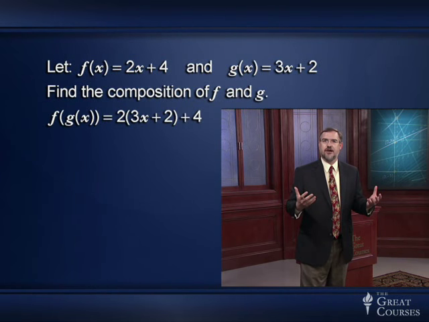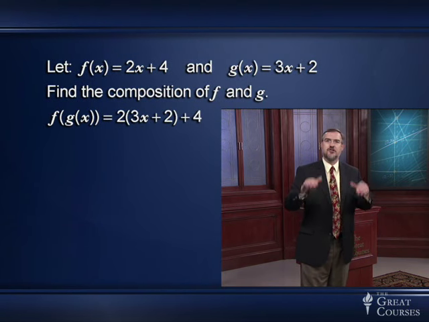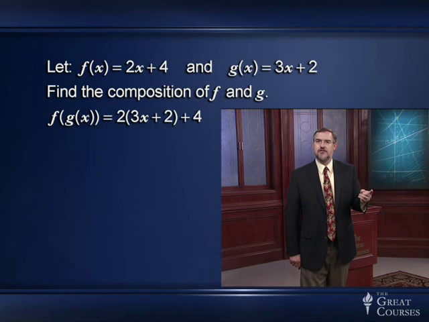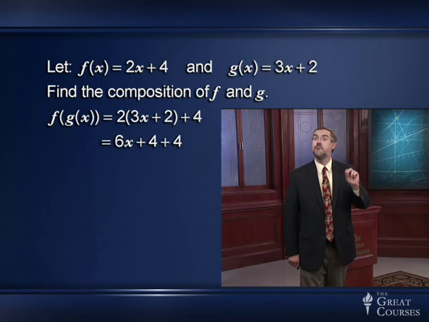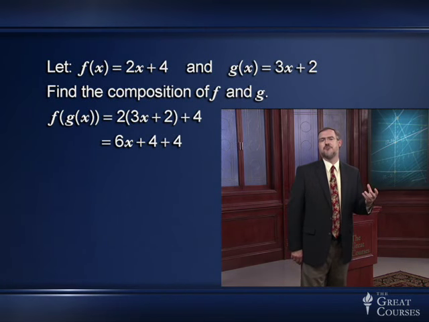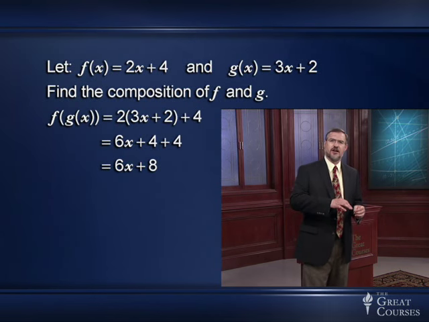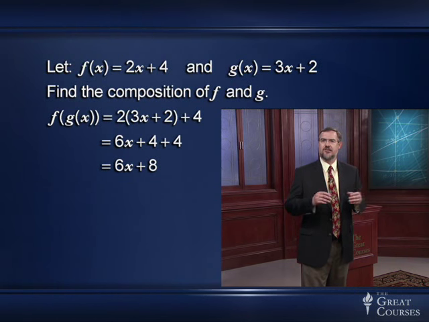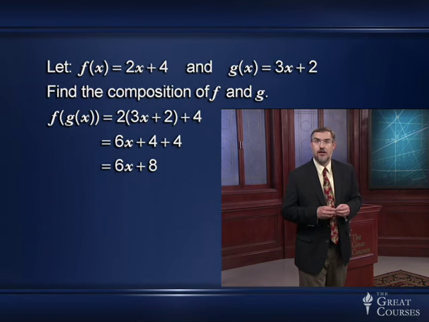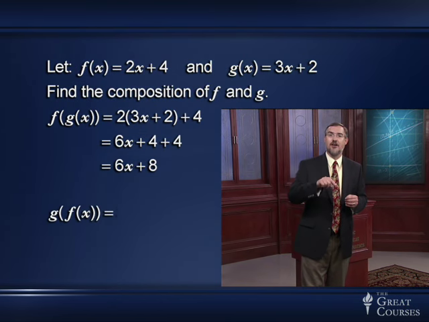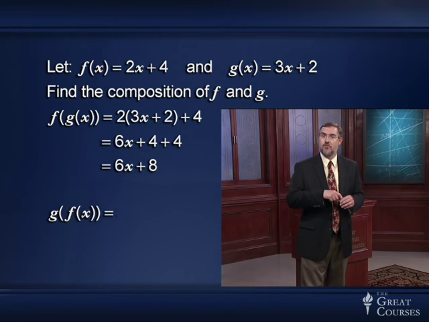So f of g of x would be 2 times (3x plus 2) plus 4. I distribute that 2 to give me 6x plus 4 plus another 4, and that gives me 6x plus 8. So f of g of x in this case is 6x plus 8. Now, there's something cooler you can do here. You can also find g of f of x as well.